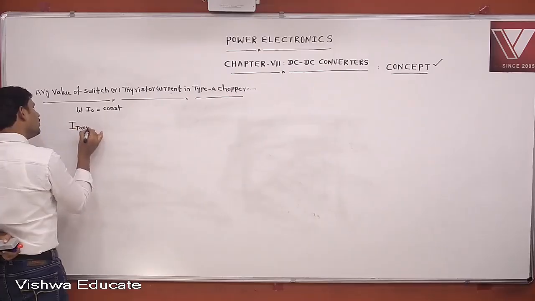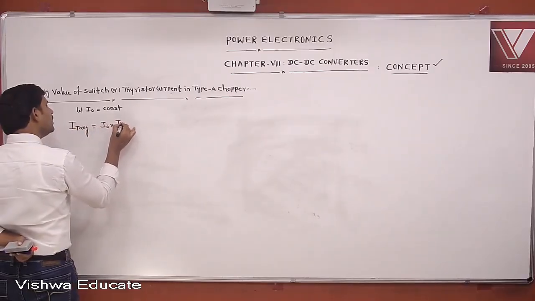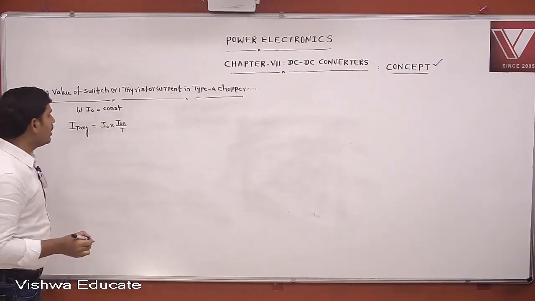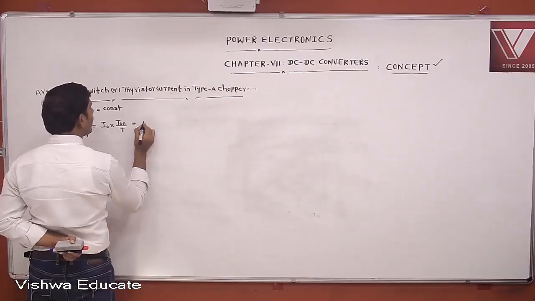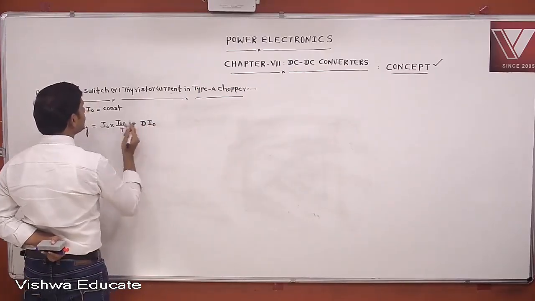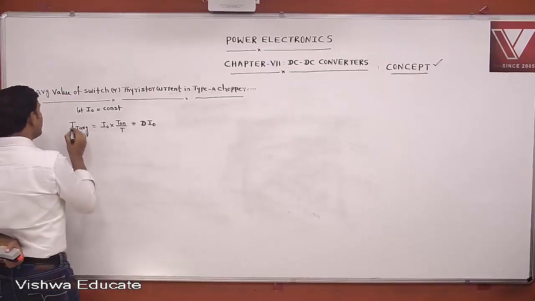IT average is equal to, during which time will the thyristor conduct? On time, T on by T. Average value of switch or thyristor current is I naught into T on by T. Then how to write it? T on by T is nothing but D, that is D I naught. This is the average value.